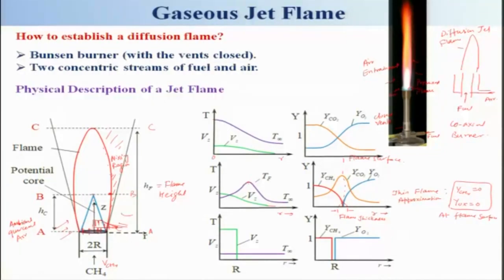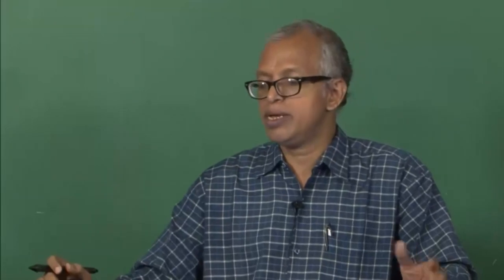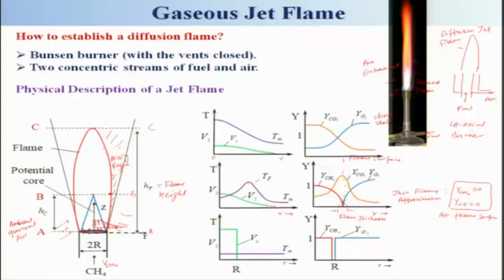How we define this HF is one question that might come to mind. This HF plays a very important role because it is one of the properties that govern the characteristics of a jet diffusion flame. It is similar to the laminar burning velocity in the case of a premixed flame. We have seen that laminar burning velocity comes in everywhere, like blow off, quenching distance, flame thickness, minimum ignition. Similarly, the flame length, or flame height, is very important for the jet diffusion flame. We will be looking at this aspect in a little more detail.